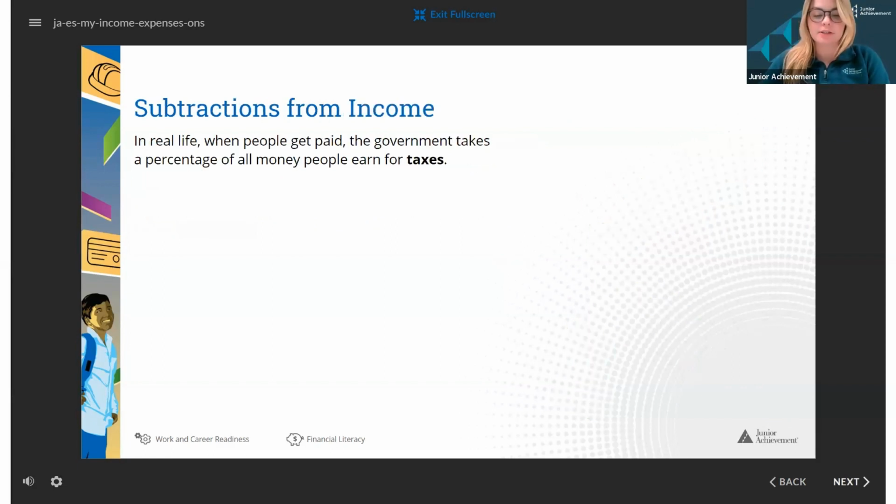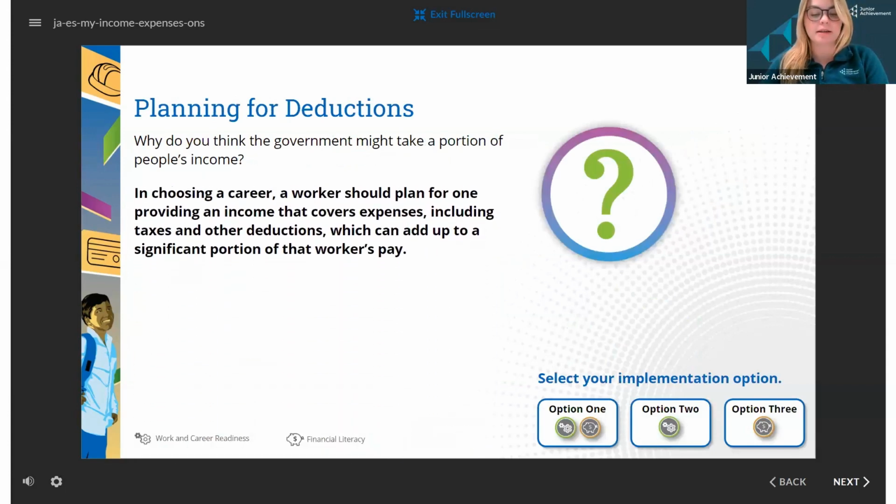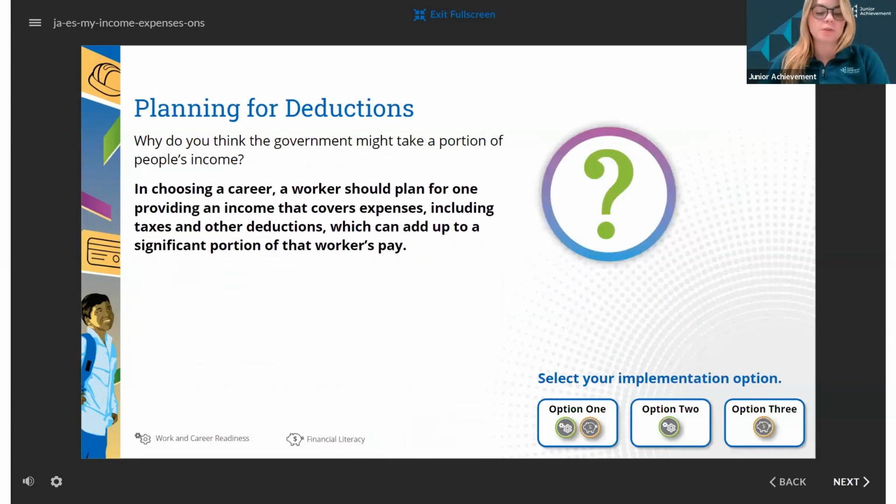After talking about deductions and using the prompts on the screen, please make sure that you select option 3 or the piggy bank to proceed to the next part of your lesson. JA of South Dakota is only doing the financial literacy track of the program this year. If you mistakenly click on the incorrect button, use the menu on the top left-hand side of the screen to navigate to the correct slide.